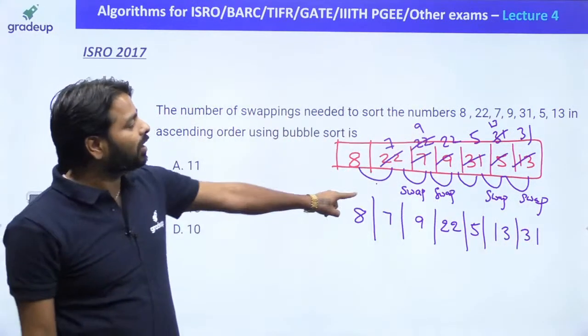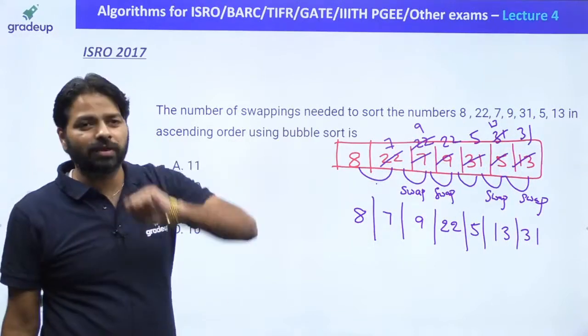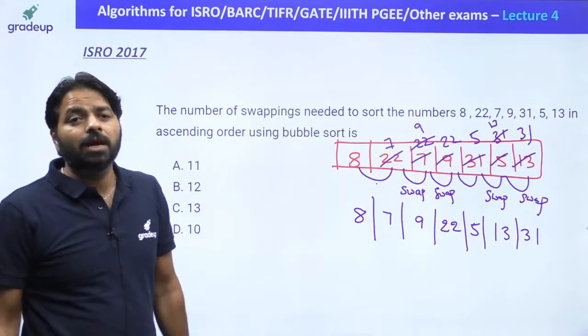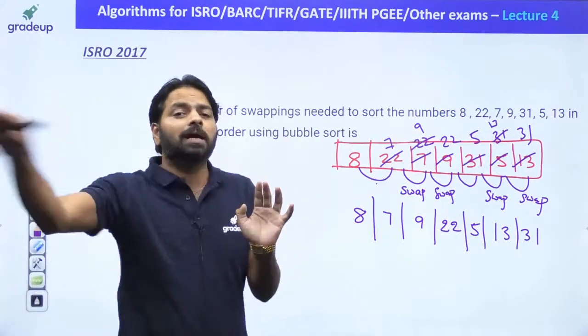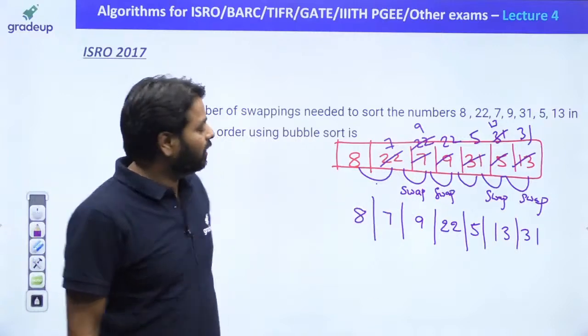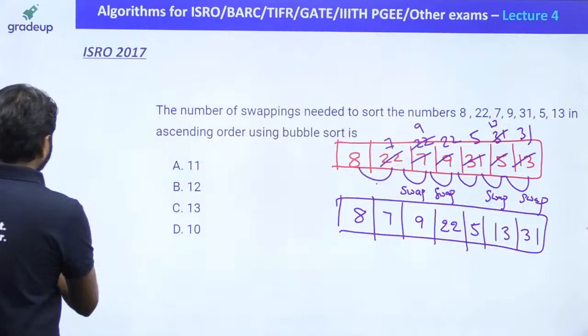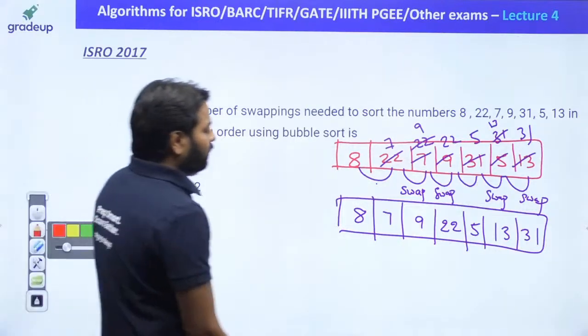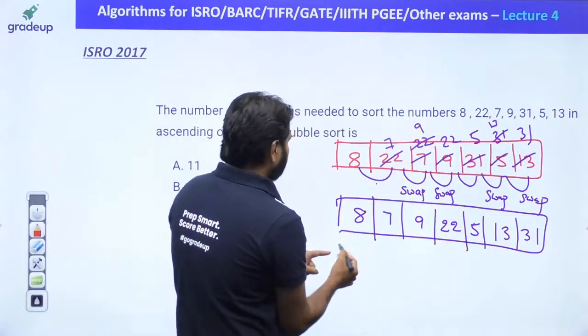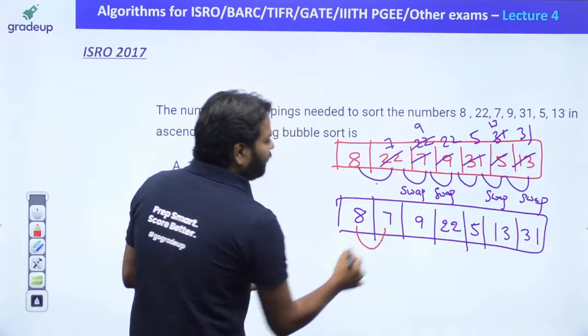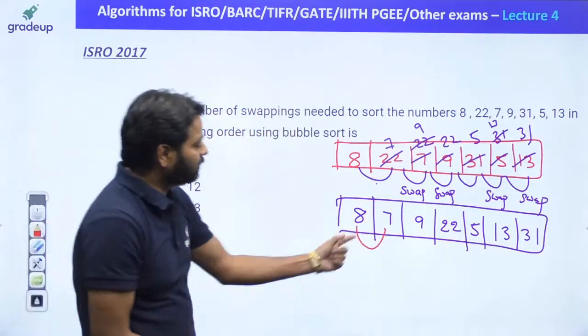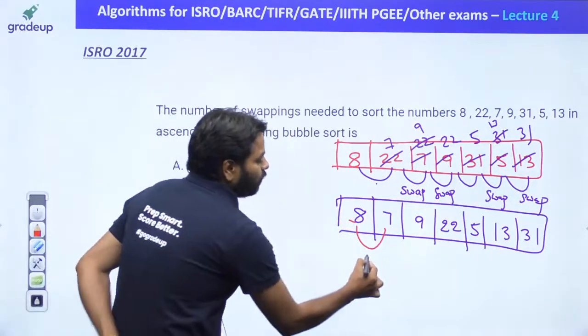See here, how many swaps did you get in the first pass? 4 swaps. They might ask in the exam, how many swaps in the first pass? You have 4. Now next, I will do it blindly. Here I will compare, one swap because 8 is greater than 7. So one swap.